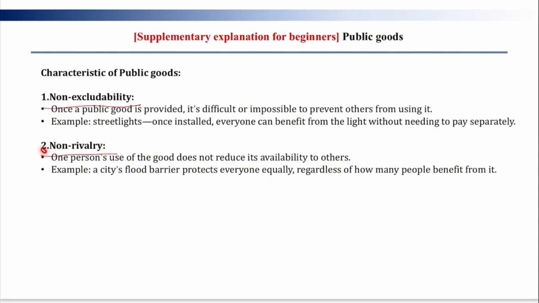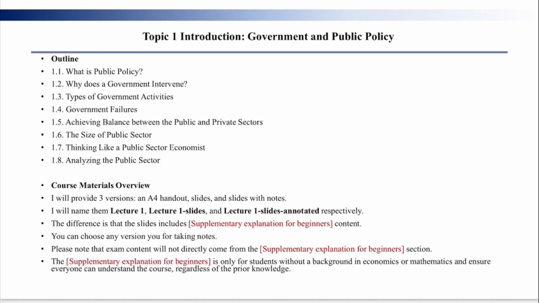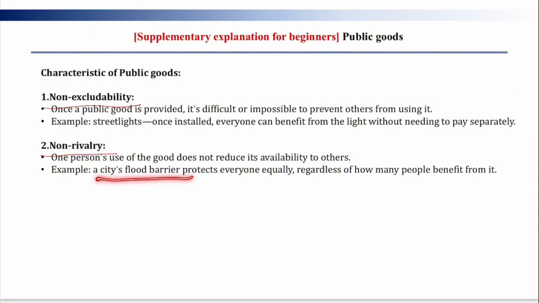Another characteristic is non-rivalry. It means that one person's use of the good does not reduce others' availability. One example is the city's flood barrier. It can protect everyone equally, regardless of how many people benefit from it. If the city has one hundred people, it can protect these people. If the city has 100 million people, it can protect 100 million people, right? So this is what we call non-rivalry.